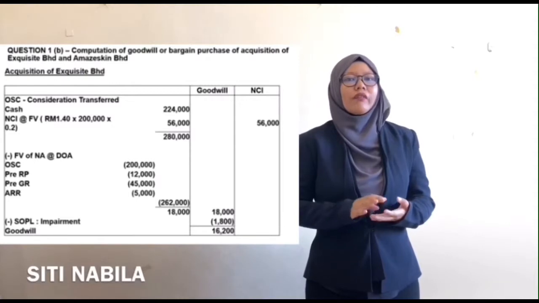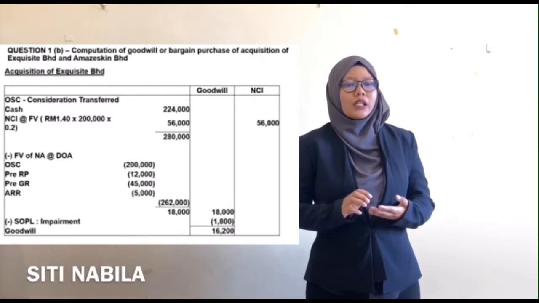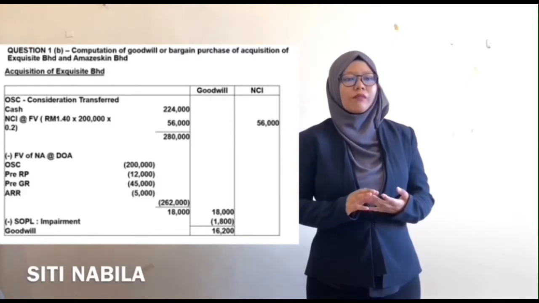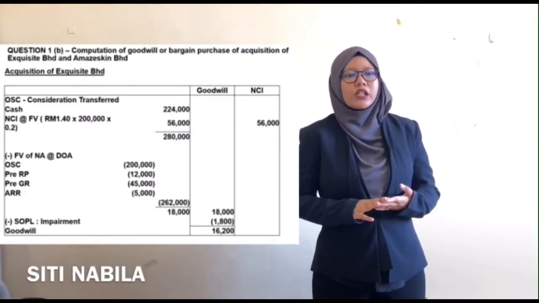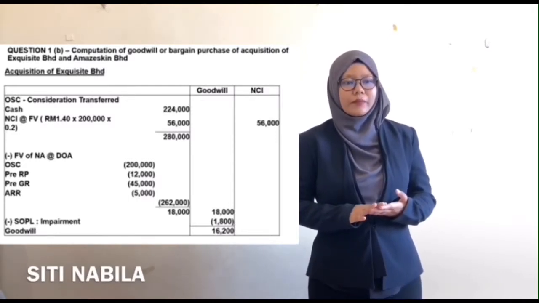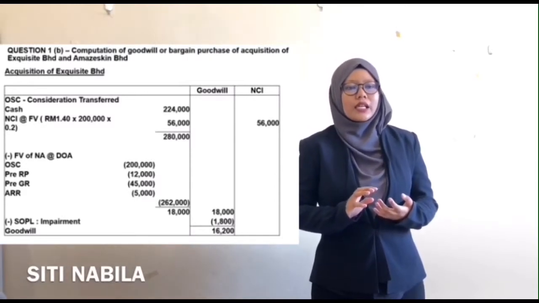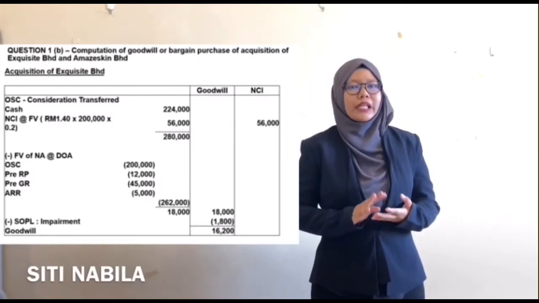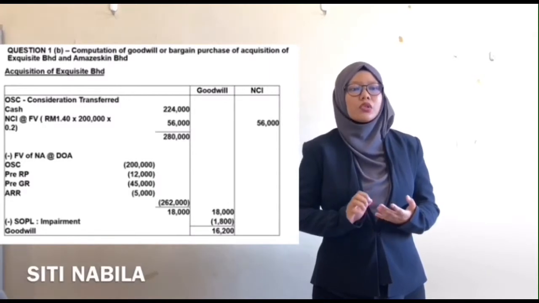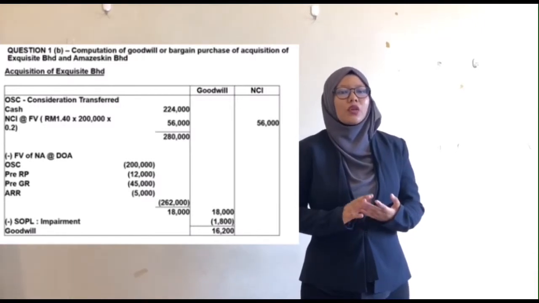We minus the fair value of net assets of Acquisite Berhad at DOA. It comprises OSC 200 million, pre-acquisition retained profit 12 million, pre-acquisition general reserve 45 million, and ARR 5 million. So the total fair value of net assets at DOA is 262 million. From the consideration transferred, we minus the fair value of net assets, and we get goodwill of 18 million. Then for Acquisite Berhad, there will be impairment of 10%. So the total goodwill is 16.2 million.